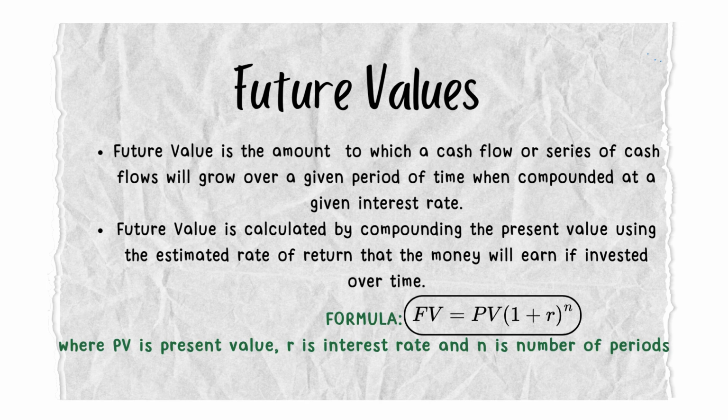Future value is the amount to which a cash flow or series of cash flows will grow over a given period of time when compounded at a given interest rate. It's calculated by compounding the present value using the estimated rate of return that the money will earn if invested over time. You calculate future value by using present value multiplied by (1 plus r) to the power n.